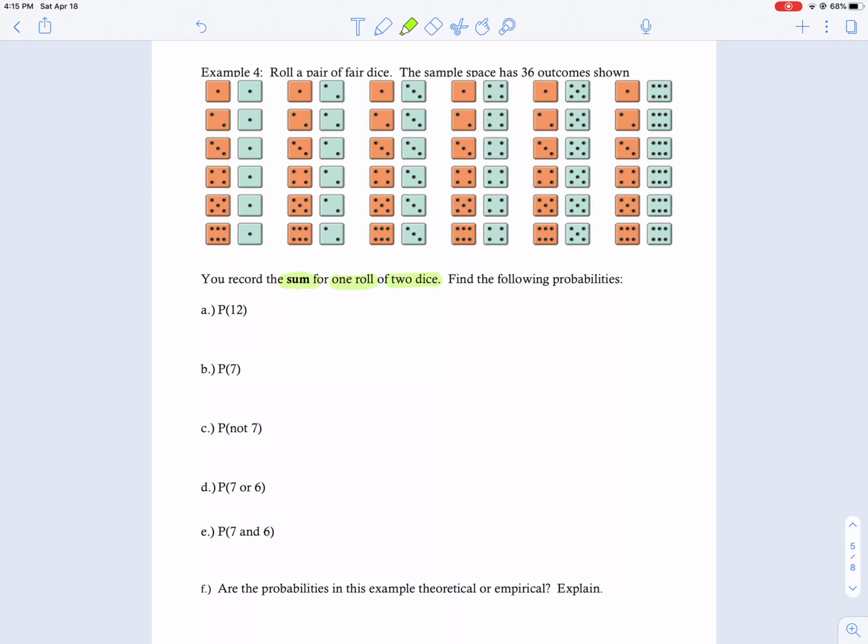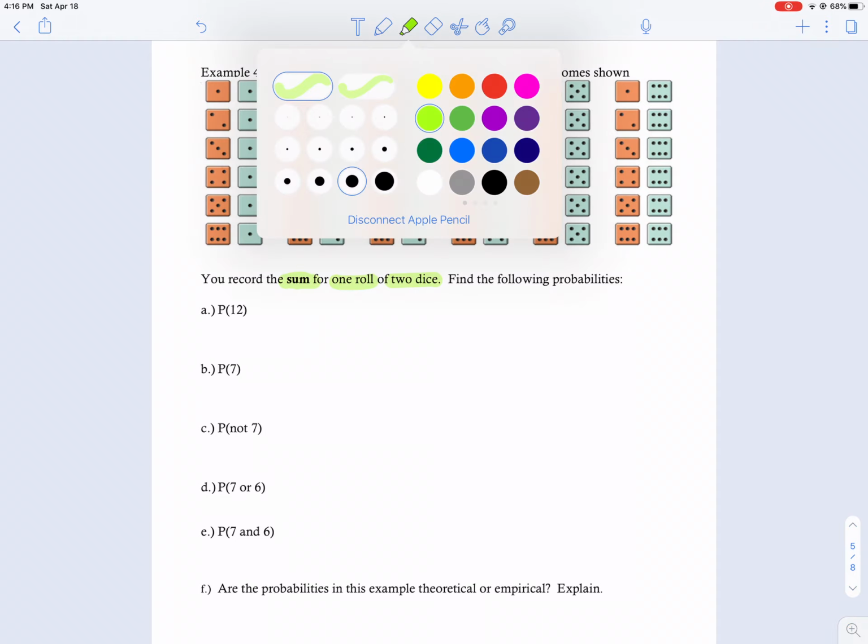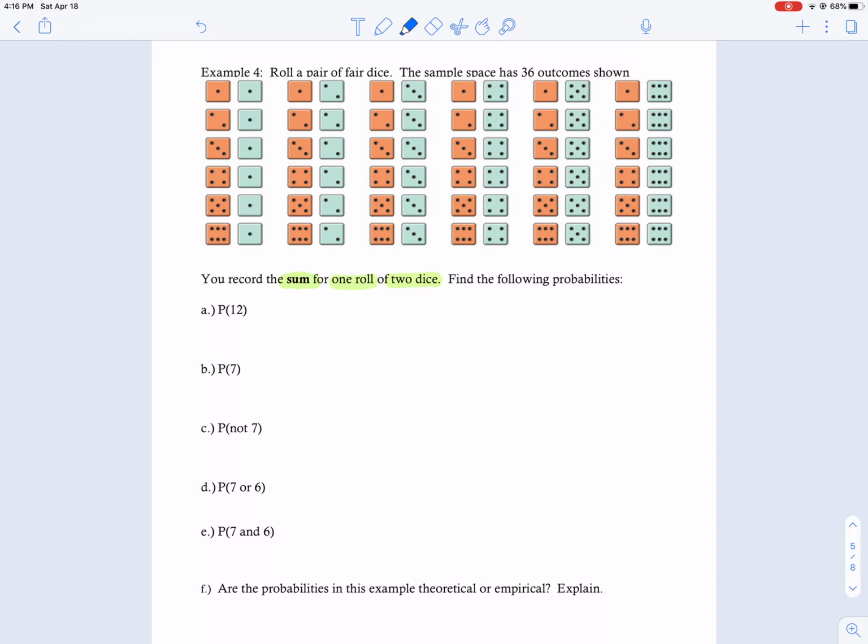Find the probability that you get a sum of 12. The only pair that would add up to 12 is right here, so I'm going to make that blue. Your probability of rolling a sum of 12 is 1 out of 36. Remember, it can't just be 1. It's got to be 1 out of 36. The 6 and the 6 is the only way you're getting 12.